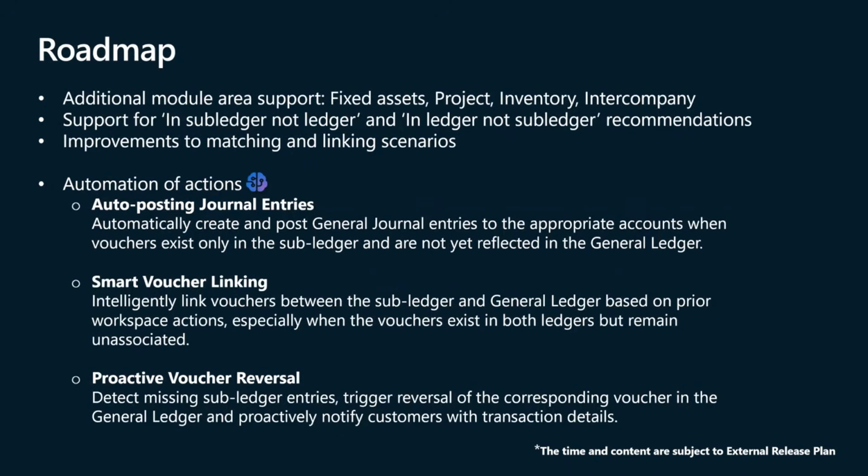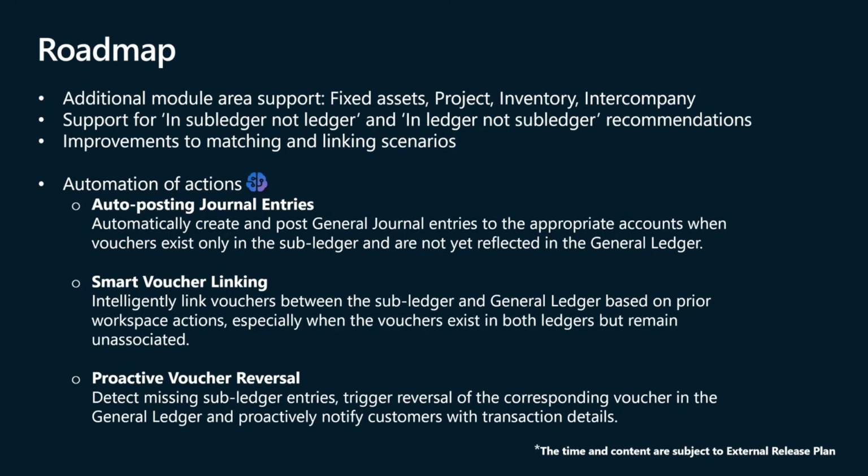As you saw, we cover 4 modules today. Those modules are accounts receivable, accounts payable, tax, and bank. And that's the subledger to ledger reconciliation process. We want to add additional module support for areas such as fixed assets, project, inventory, and intercompany. So you'll see some of those things coming through as we progress towards GA and maybe even after GA.